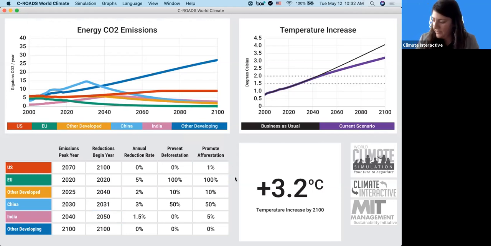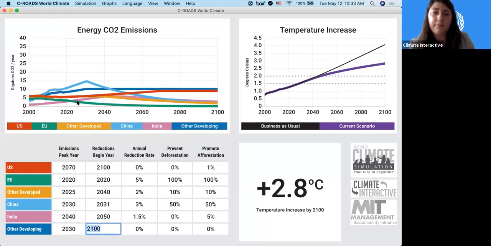And then finally, with other developing nations, we are seeing their emissions peak year 2030. So we see that blue line drop quite significantly, and that's reached a 2.8 degree temperature change. So we're making some great progress here. So the other developing nations have chosen to start reductions in 2100 and start reducing at 1%. Although, because this model only projects to 2100, we aren't able to see the impacts of your reductions past 2100. So for now, that temperature stays the same.